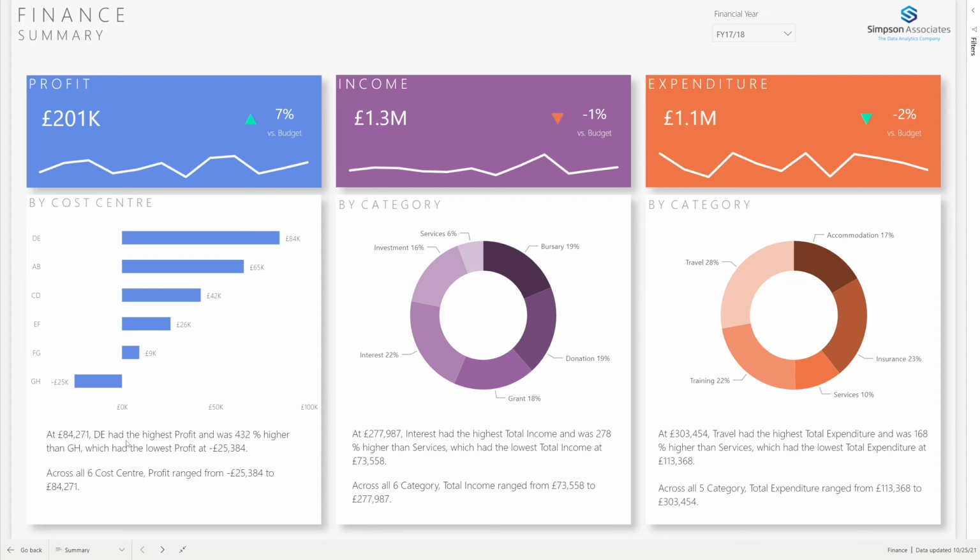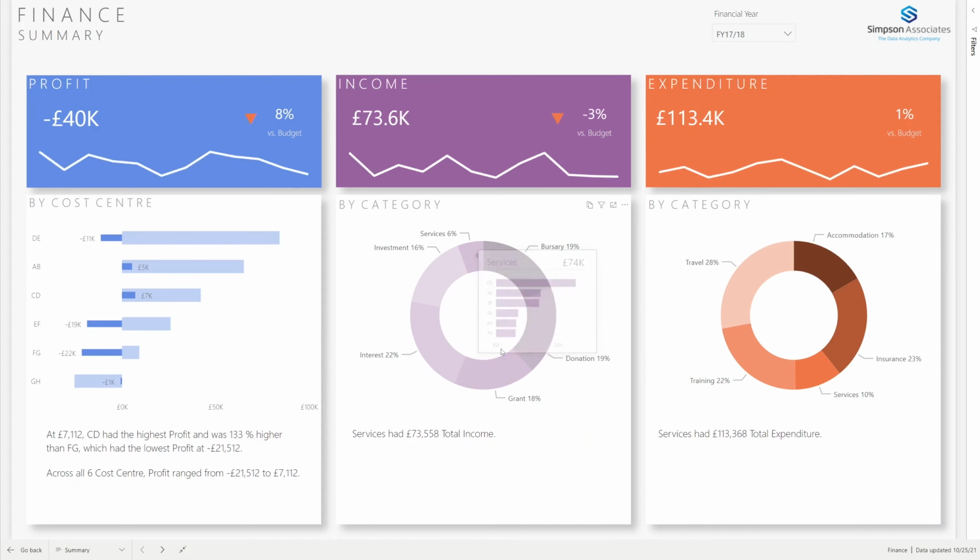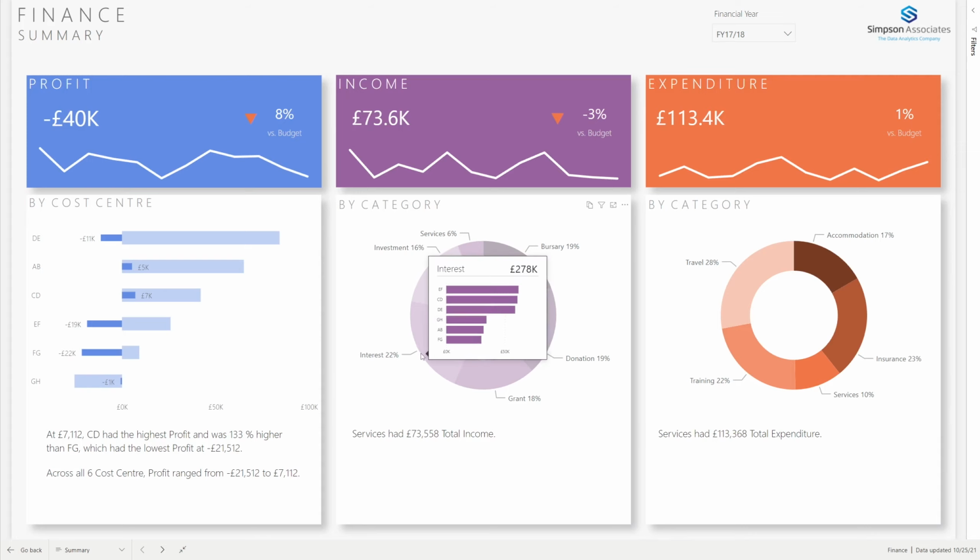And because it's automatically generated, it is dynamic based on what the user selects on the screen. So for example, if I select services from my category donut chart up here, we can see the narrative has now updated for this new filter that the user has applied. And now instead of DE having the highest profit, we can see instead that within services, the cost center CD had the highest profit, and FG had a loss of 21,000. So I think that's just a really neat bit of functionality.